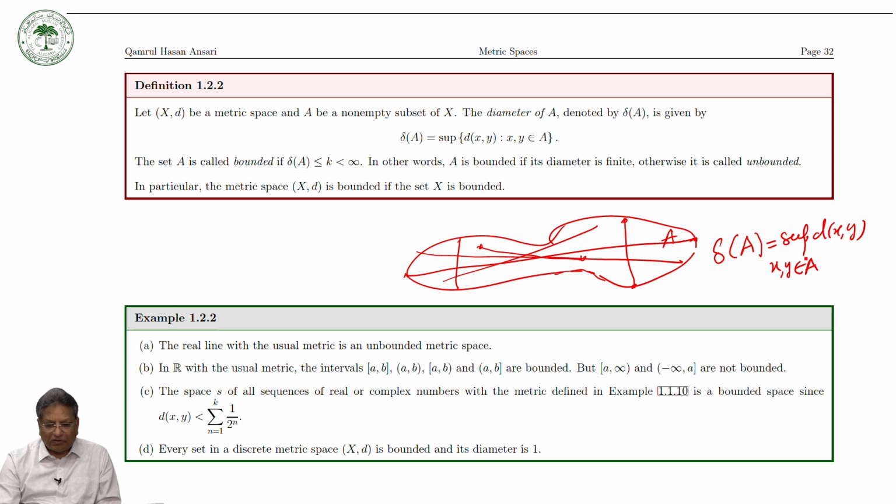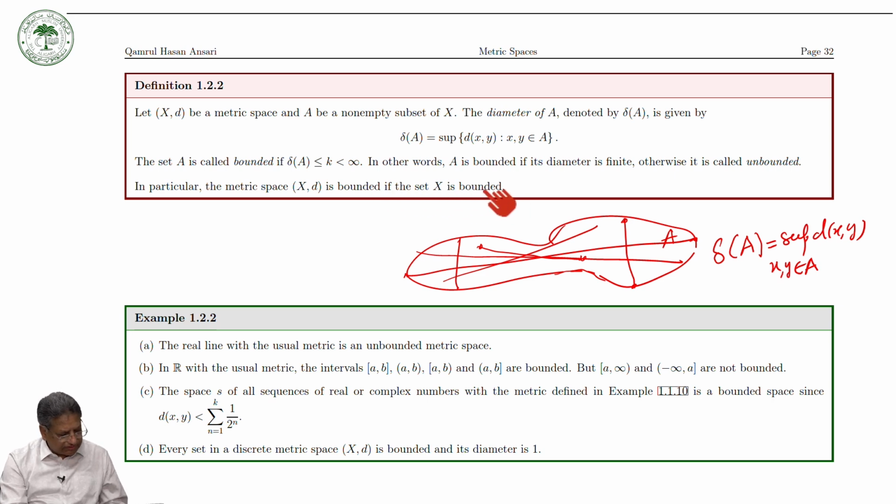And if the diameter of a set A is finite, that is to say, if there exists a constant k such that delta A is less than k, which is a finite number, then we say that this set is bounded. In other words, A is bounded if its diameter is finite. Otherwise it is called an unbounded set. In particular, the metric space X with metric d is bounded if the set X is bounded.